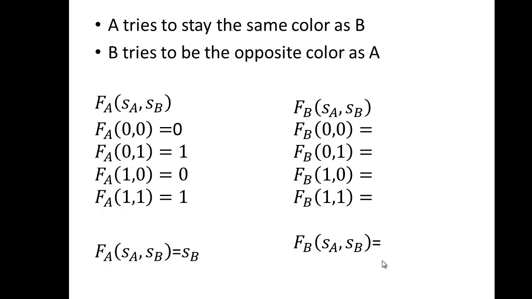Okay, now let's go through and do the same thing for F sub B. So we begin with looking at the decisions B will make. If A is 0 and B is 0, what will happen to B? Well, B tries to be the opposite color of A, and so if A is 0, B is going to flip itself and become a 1. And similarly, if A is a 1, B will flip over and become a 0. And so the function F sub B is simply the negation of whatever the state of A is. It's the opposite of the state of A.